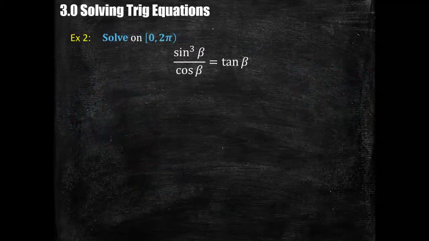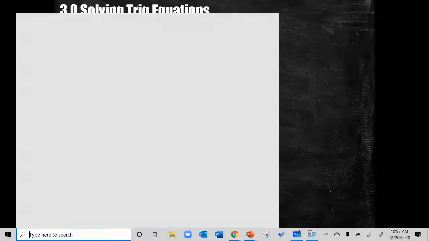Let's take a look at another one. So here we've got solve on 0 to 2 pi again, and we're trying to find sine cubed beta divided by cosine beta equals tangent of beta. So let's go ahead into our calculator again.